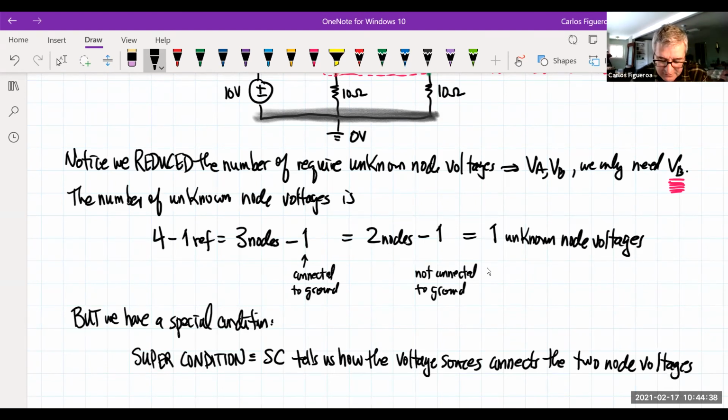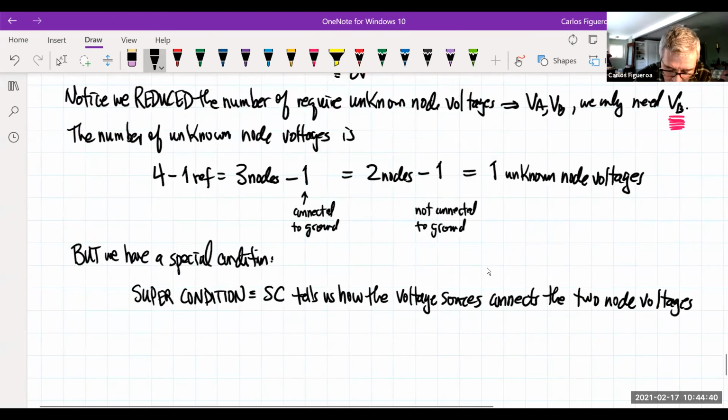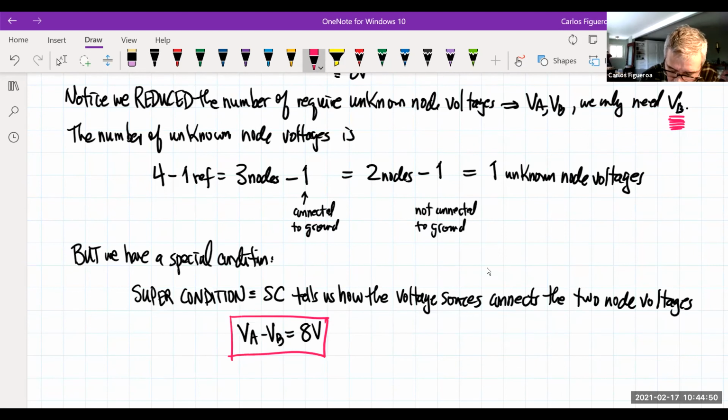In our case, the supercondition is what? Well, we saw that VA minus VB was equal to 8 volts. So this guy is our so-called supercondition. So that's how we deal with voltage sources not connected to the ground. So what we got to do now is that we have to modify node analysis.